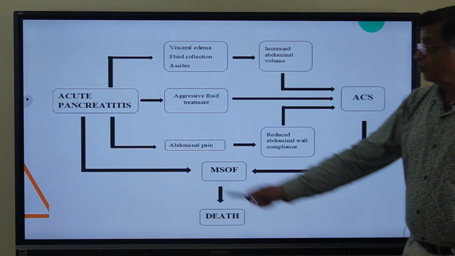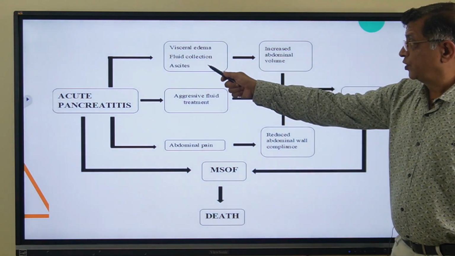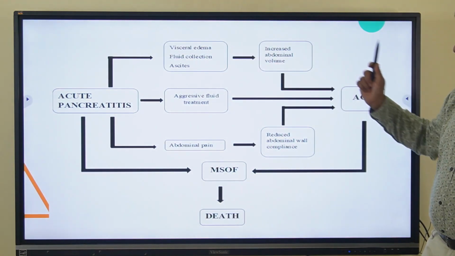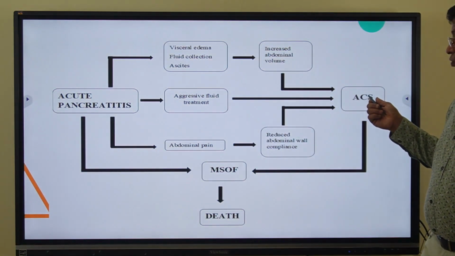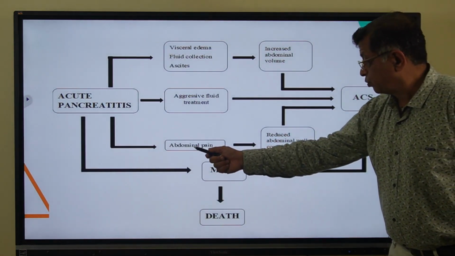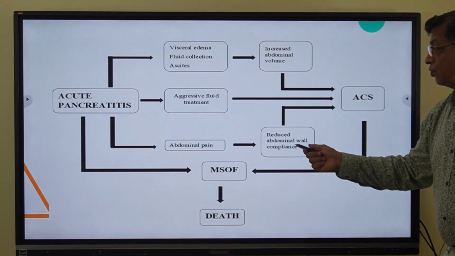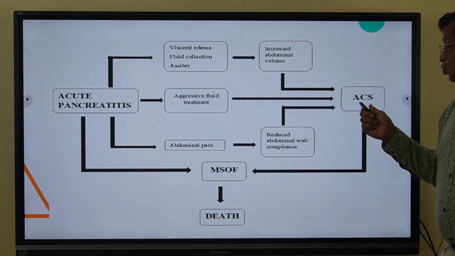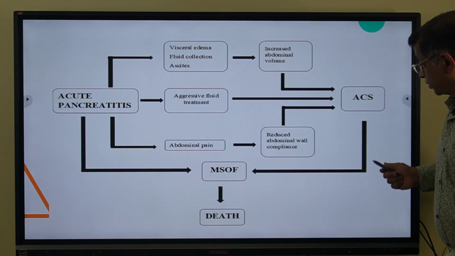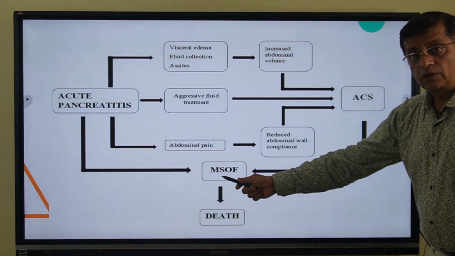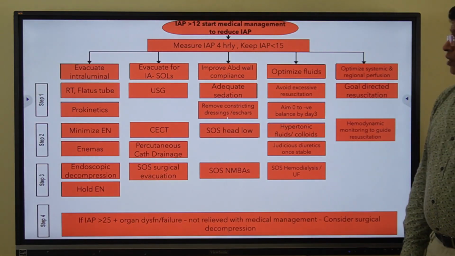So what happens in acute pancreatitis? There is aggressive fluid treatment, vessel edema, fluid collection, ascites, increased intra-abdominal volume. Aggressive fluid treatment again causes increased pressure. There is abdominal pressure, reduced abdominal wall compliance, which also contributes to abdominal compartment syndrome. And because of abdominal compartment syndrome, there is multiple system organ failure and it can lead to death.